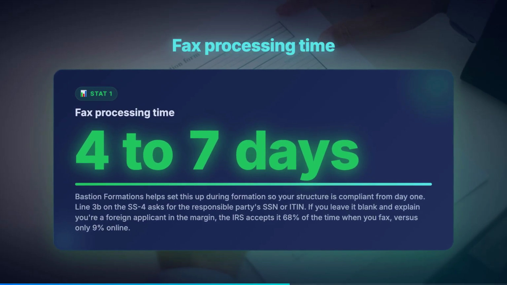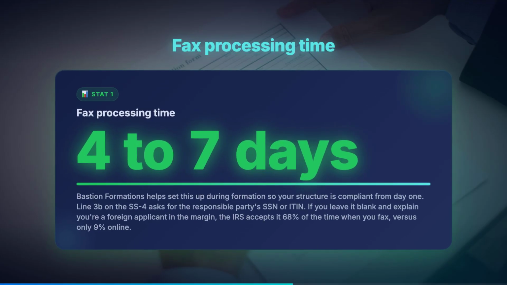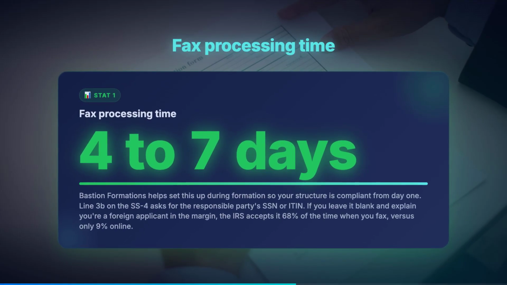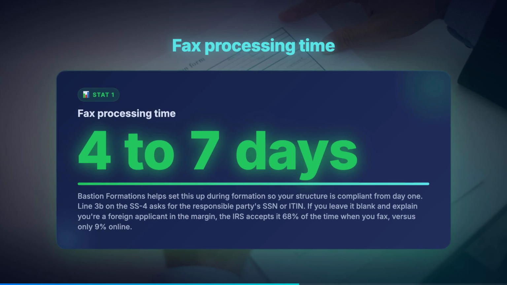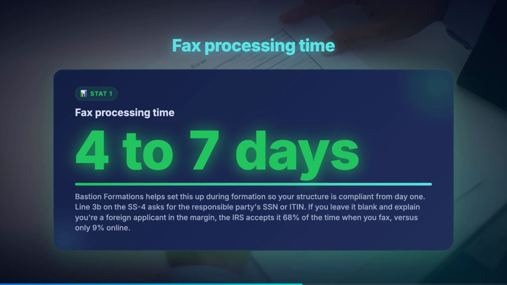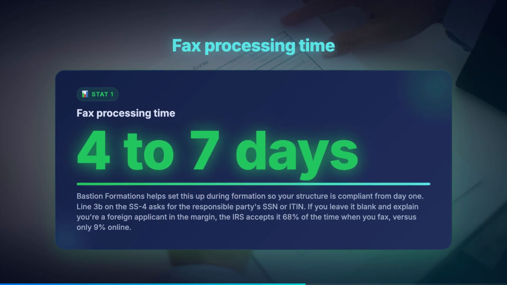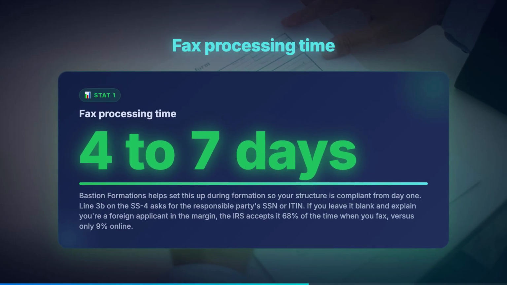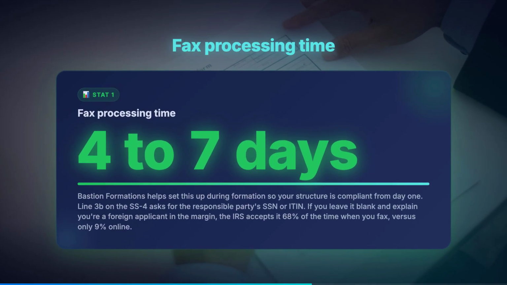Line 3B on the SS-4 asks for the responsible party's SSN or EIN. If you leave it blank and explain you're a foreign applicant in the margin, the IRS accepts it 68% of the time when you fax, versus only 9% online.